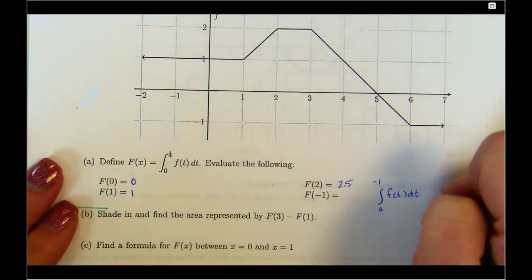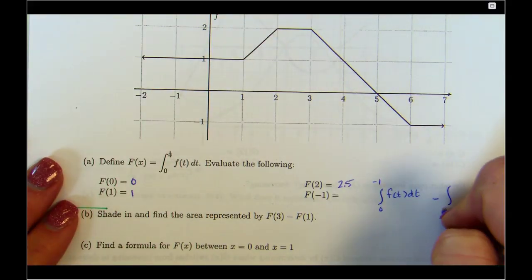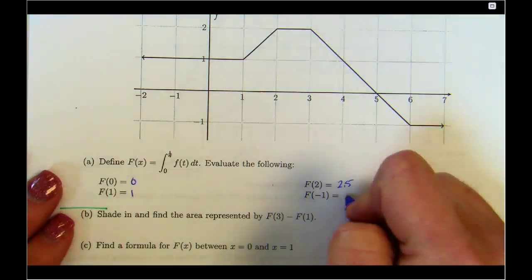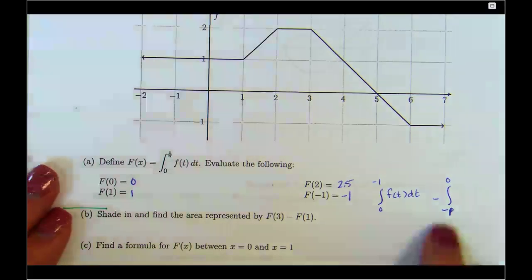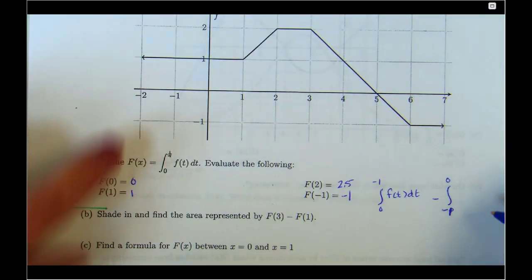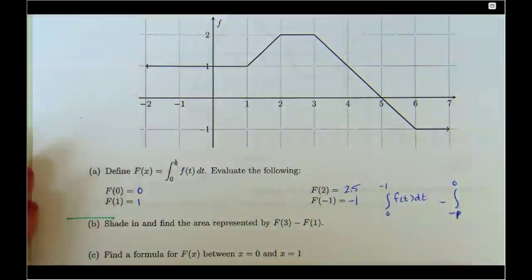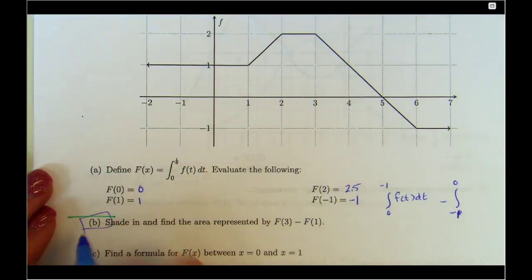You've got to make it negative. So it's the opposite of the integral from negative 1 to 0. I didn't switch the place that the numbers were when I wrote down the integral, but I have negative 1. It's negative 1. Do you guys understand why? Yep. Because the area from negative 1 to 0 is 1, but you have to make it negative. Now, try B.